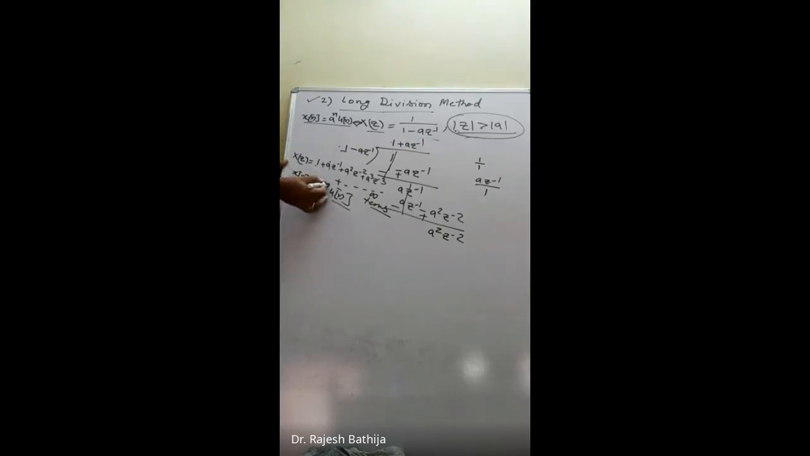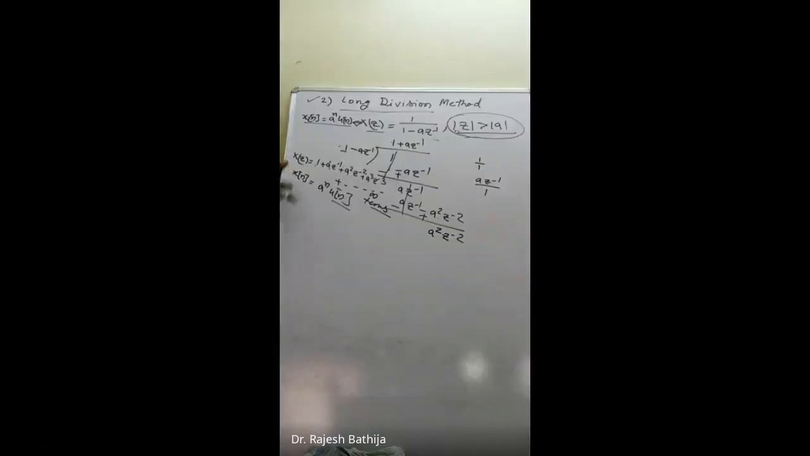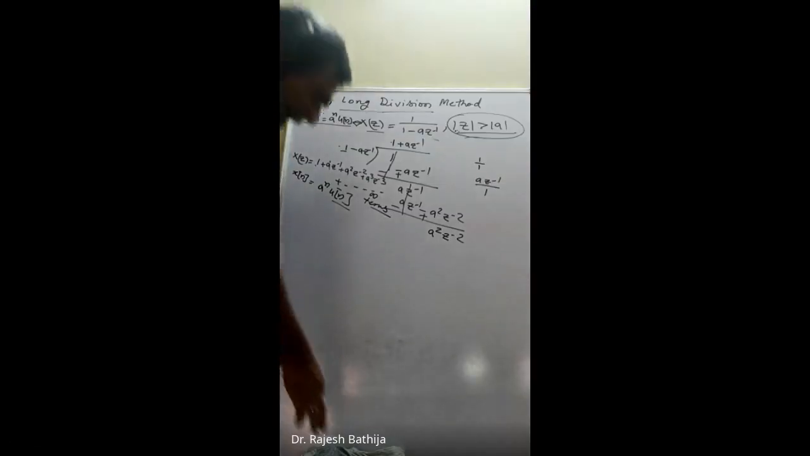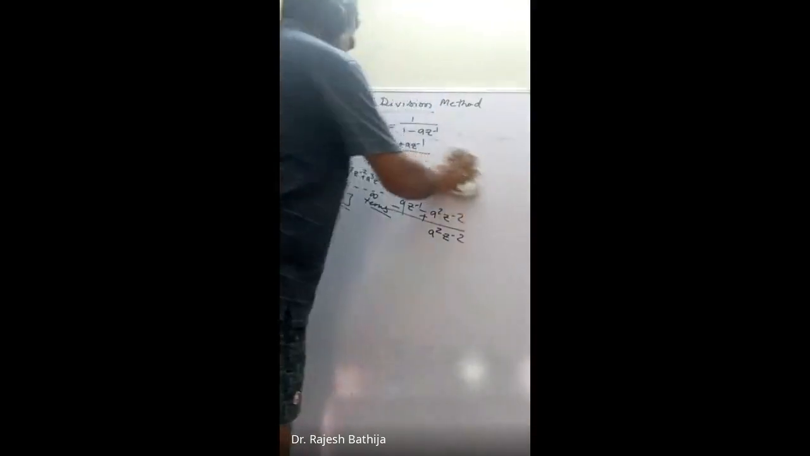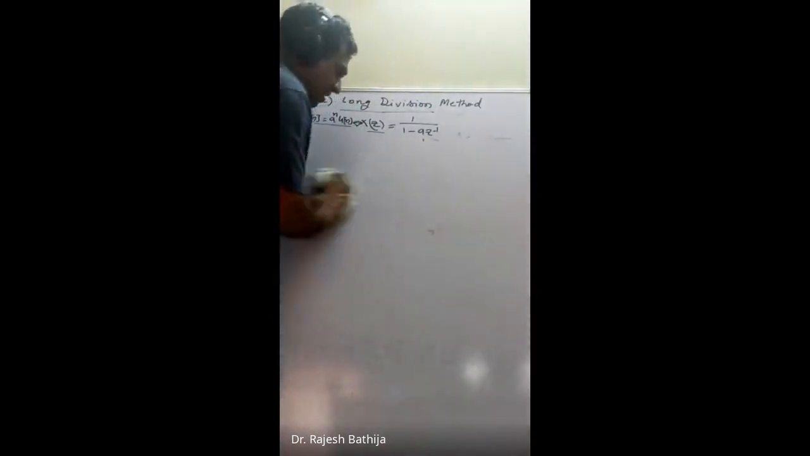A to the power 2 for n equal to 2, so this is this value, and so on. So I can write x of n in this form. Any doubt in this, going from x of z to x of n? No, sir. Okay.